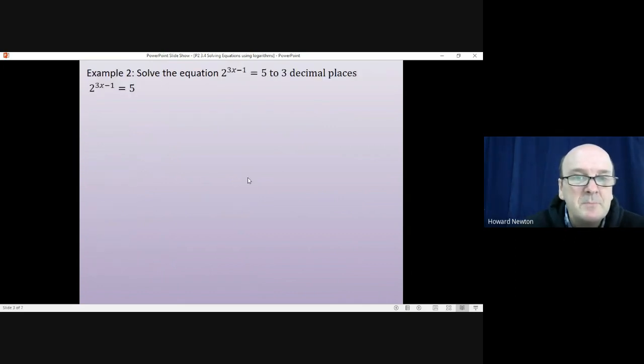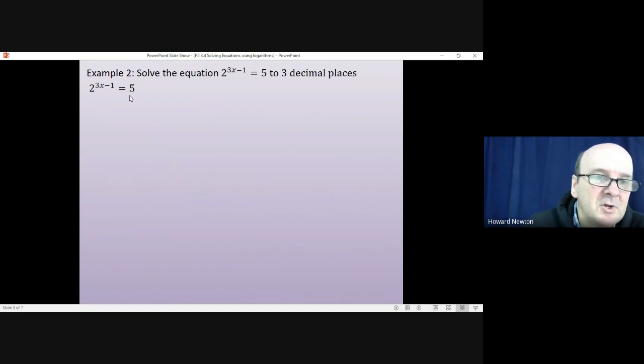Okay, example 2. Solve the equation 2 to the power of 3x minus 1 is equal to 5, this time to 3 decimal places. And again, the issue here is we've got an equation where the power is a variable. The power is 3x minus 1. To solve it, we'll take logs of both sides and move on from there. Now, I'll let you have a go at doing it yourself. So pause the video, have a go, and come back to me when you're ready.